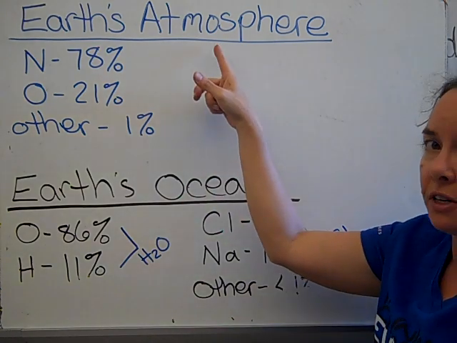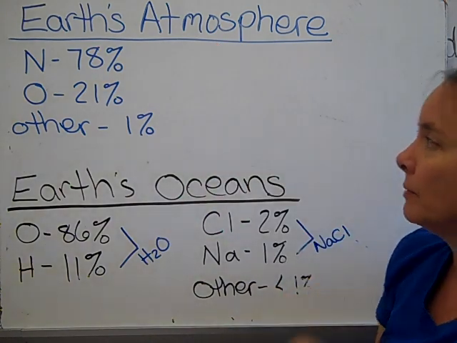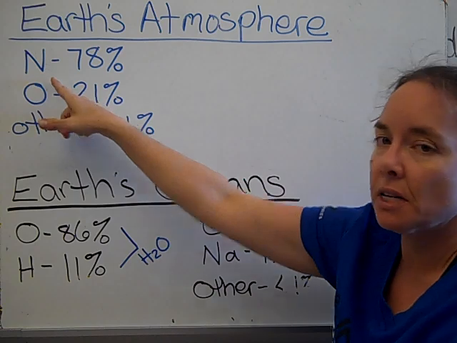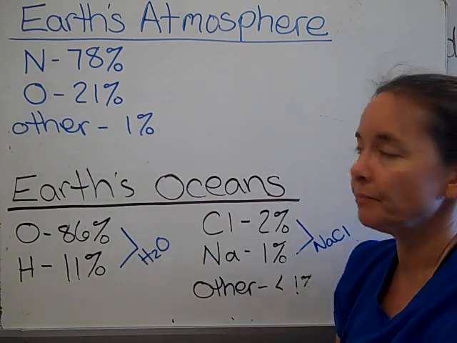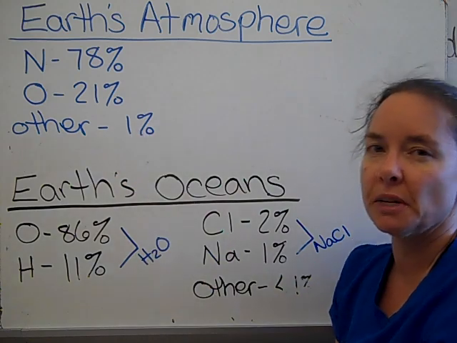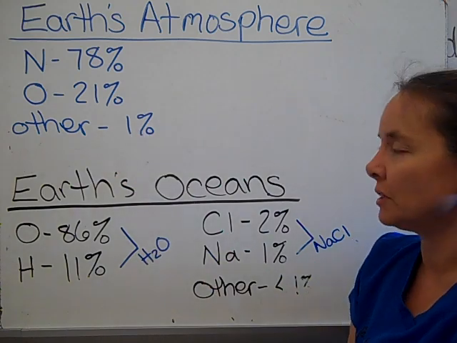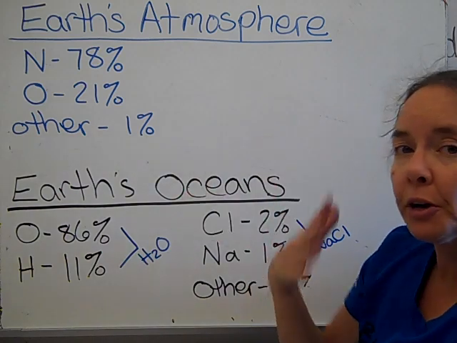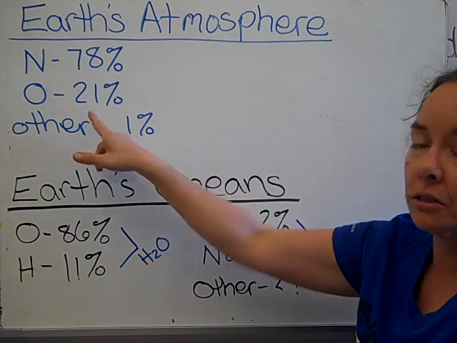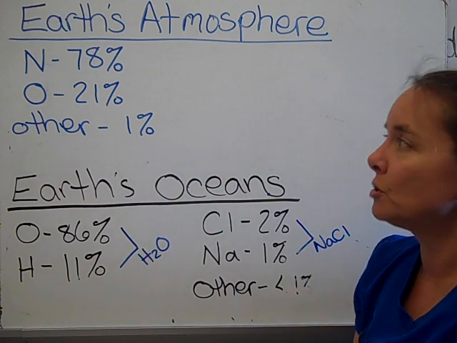Earth's atmosphere, so the air we breathe, is 78% nitrogen and 21% oxygen. And other stuff that's mixed up in there, argon gas, for example, is about 1%. So the air you're breathing is not all oxygen. It's only 21% oxygen, mostly nitrogen.